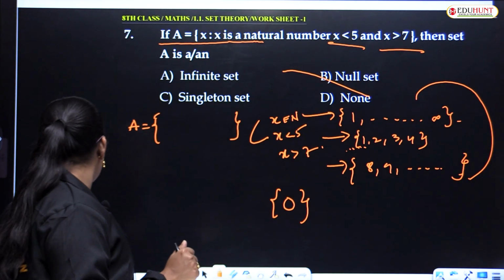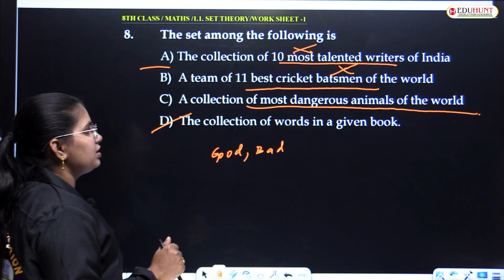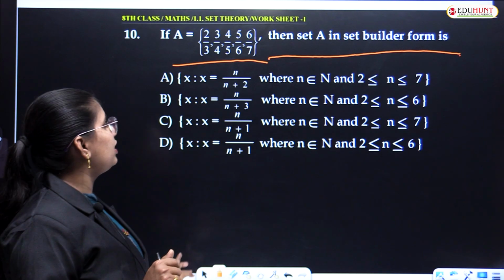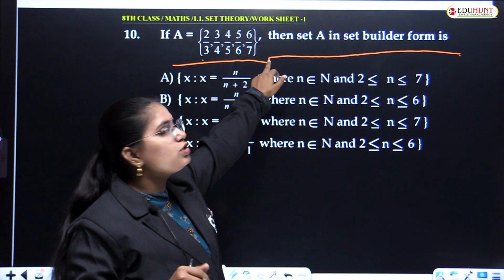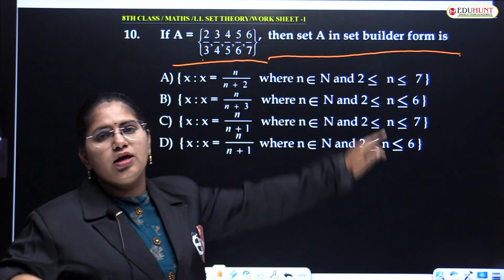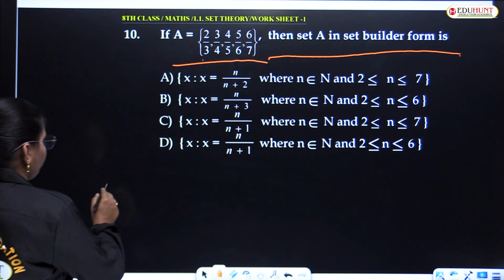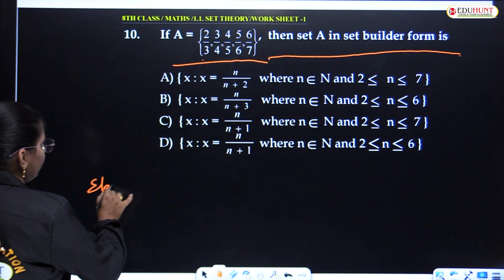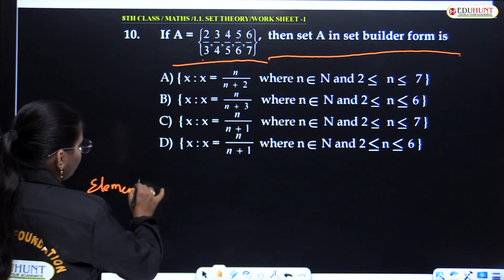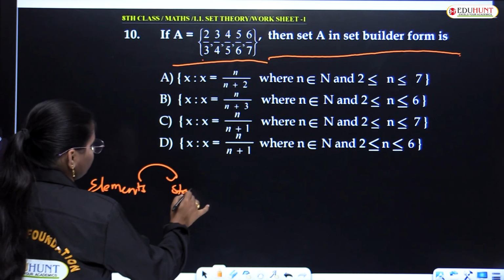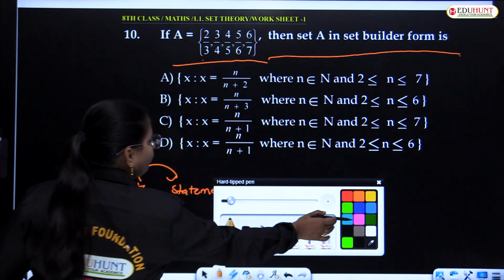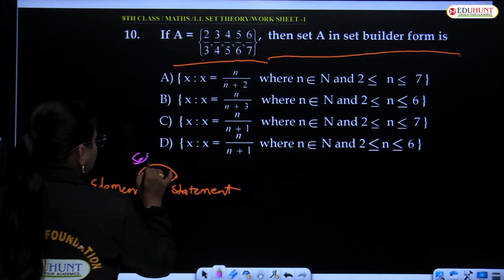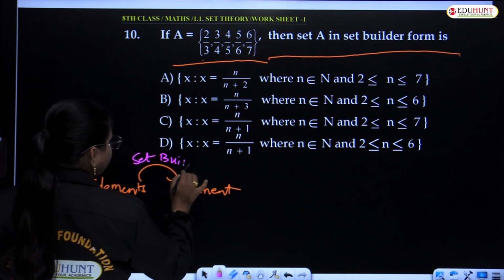But whereas in the last question they gave you the elements. See, they gave you the elements. You need to frame a statement. That is called a set builder form. From elements to statement, it is which form? Set builder form.